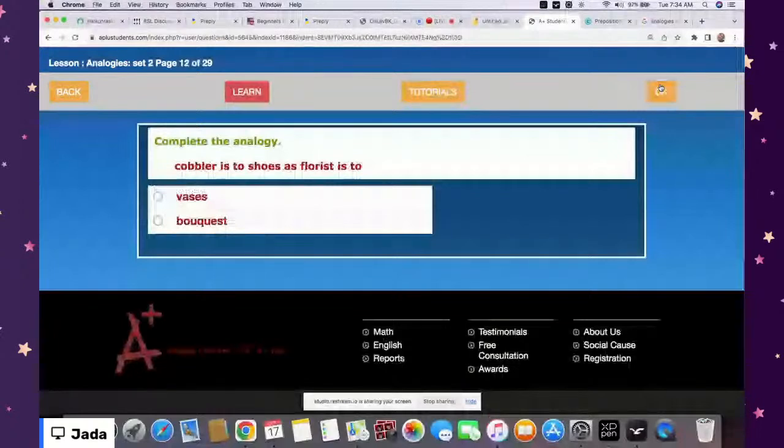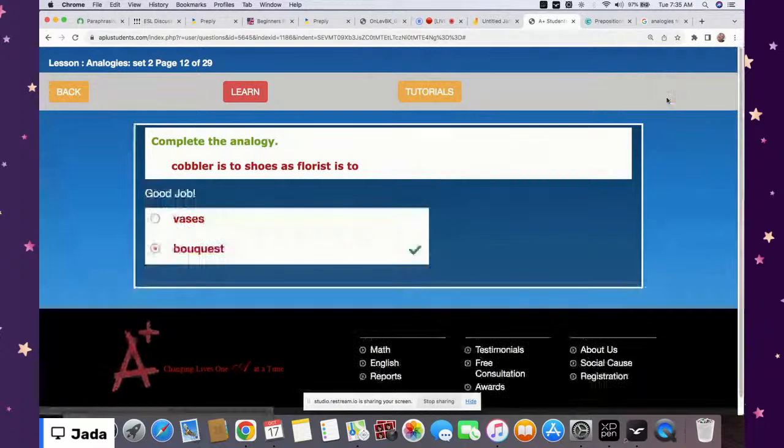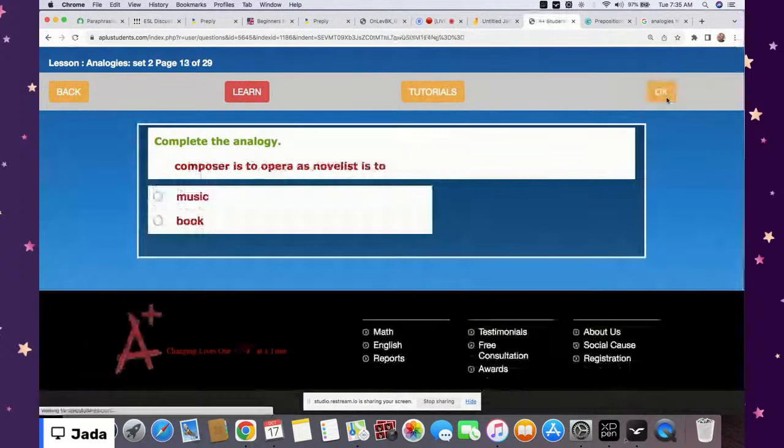So cobbler is to shoes as florist is to what? Vases or Born Quest? You don't know English? What do you speak if you don't know English? French? Do you speak French? Born Quest. We have Born Quest. Let's see if this is correct. Okay, good job. Then composer is to opera as novelist is to what?